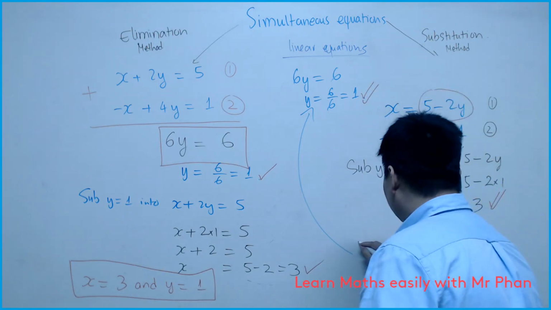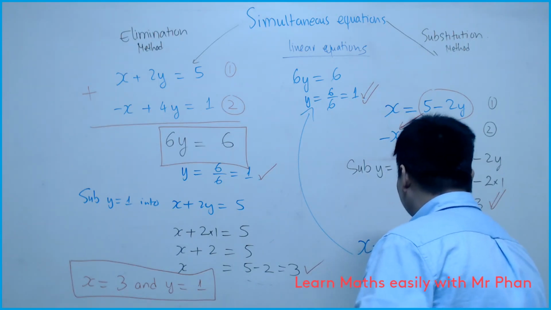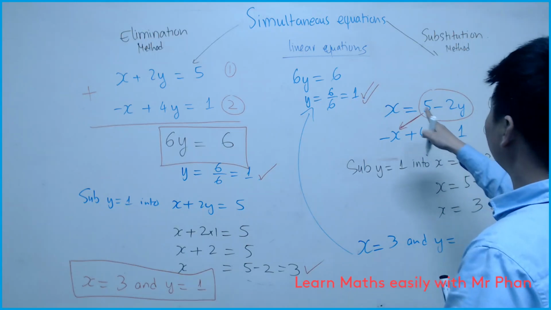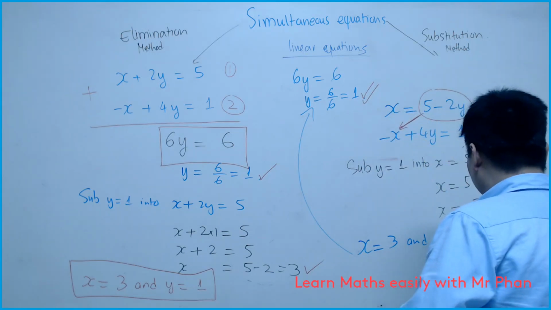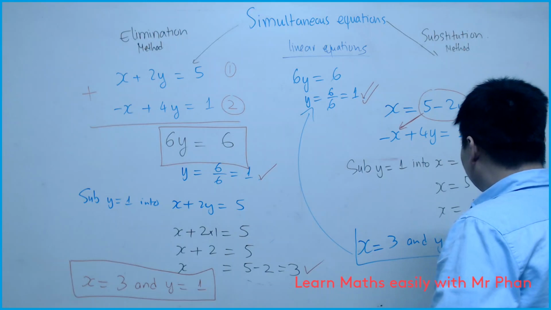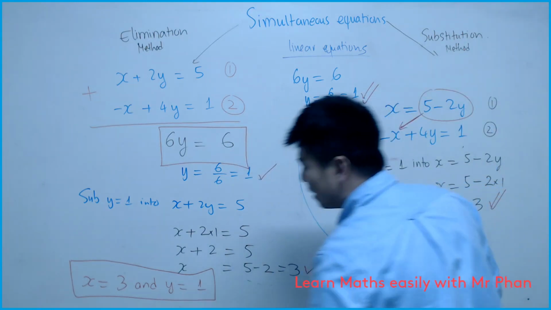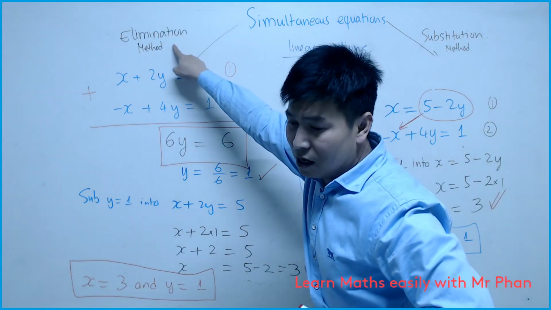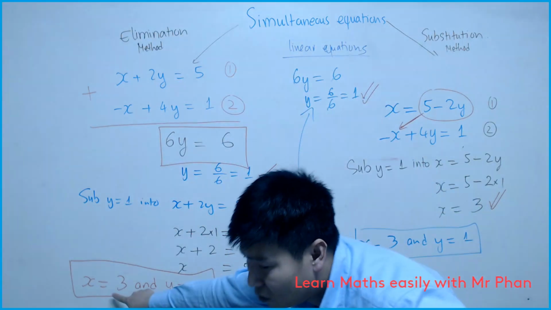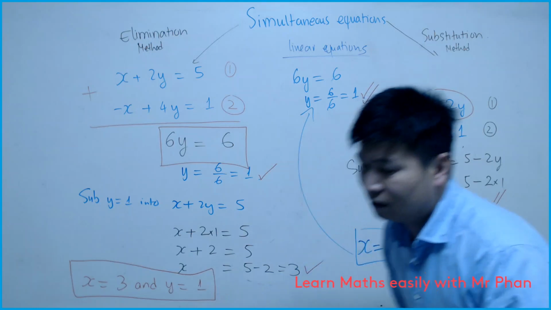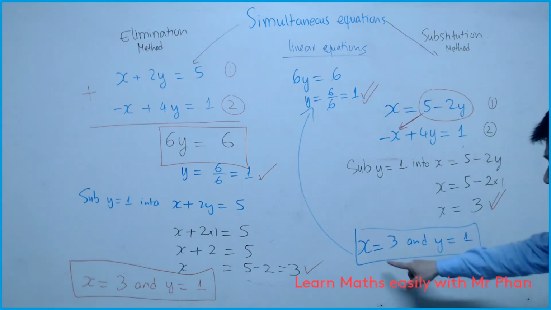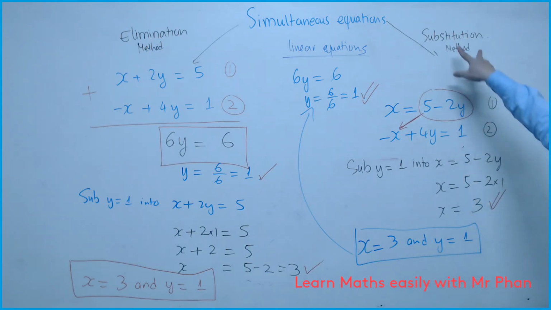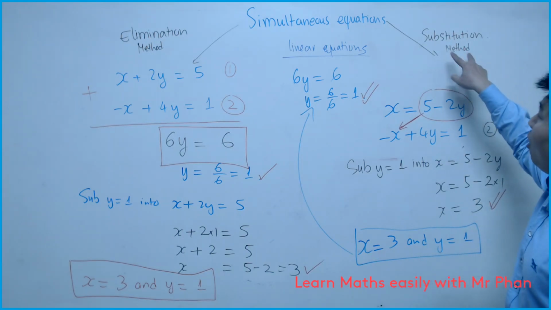You write down the final answer here. Remember to write x first: x equals 3 and y equals 1. You see that? Whichever method you use, you still have the same answer. So that's the answer using the elimination method: x equals 3 and y equals 1. And with this other solution, using substitution, I still have the same answer, x equals 3 and y equals 1.